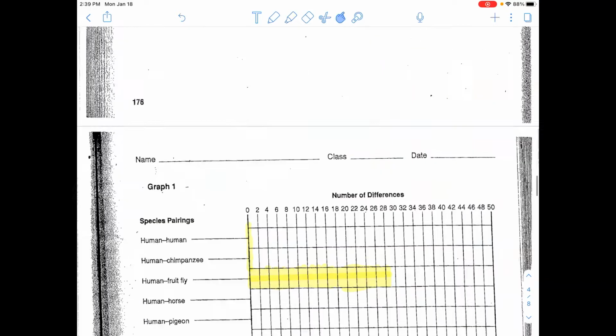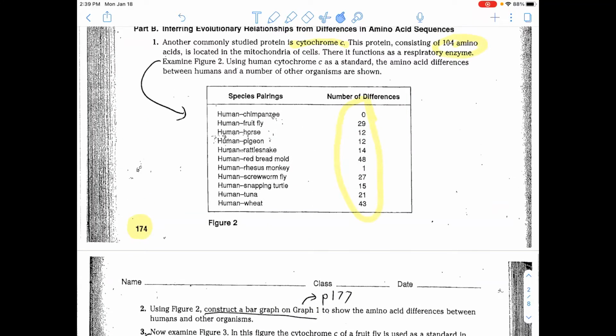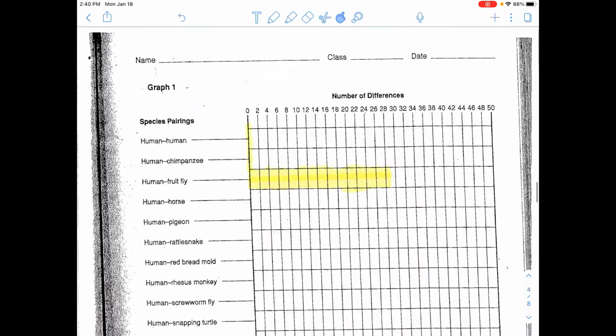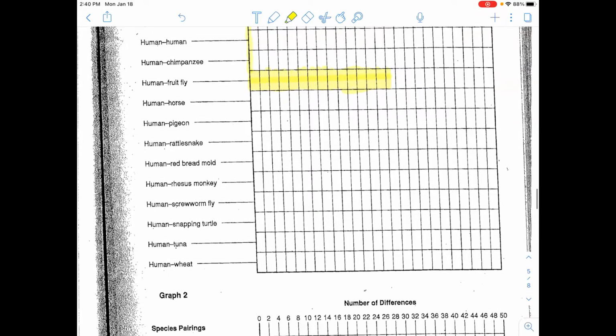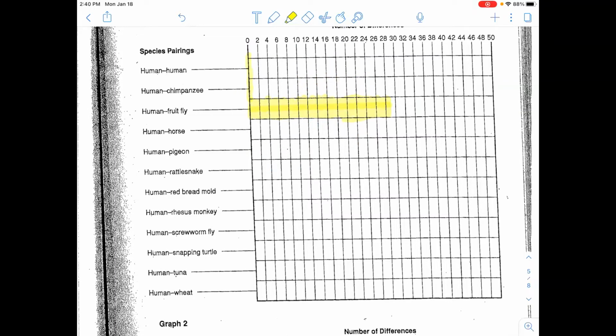Next one, human and a horse. If I scroll back up there, human and horse had 12, and human and pigeon also had 12. So I can use 12. You can change colors if you want to. That's cool. But human-horse and human-pigeon both had 12, so I can color those up to number 12. So go ahead and finish the graph. We'll pause the video for a moment. Go ahead and pause and do that now.